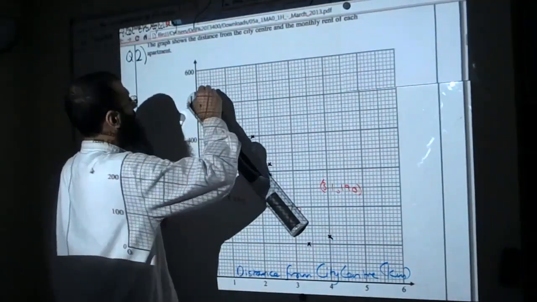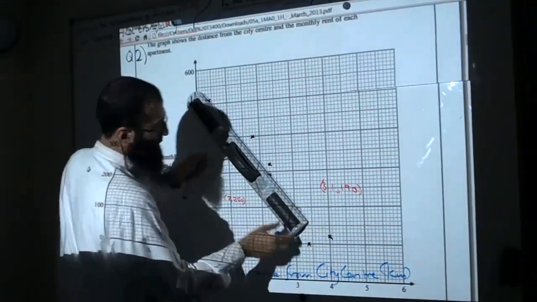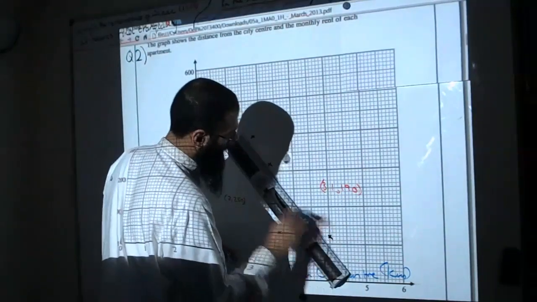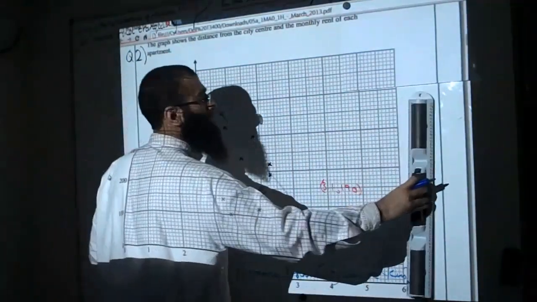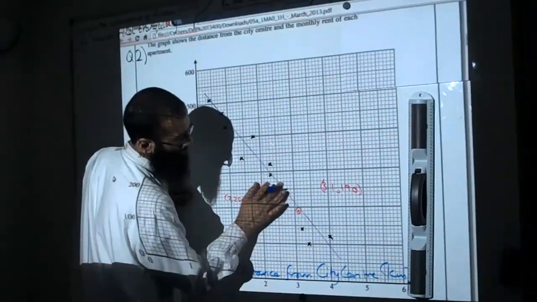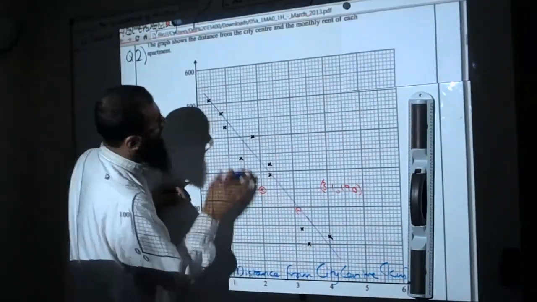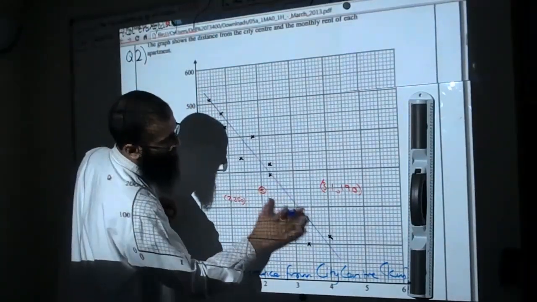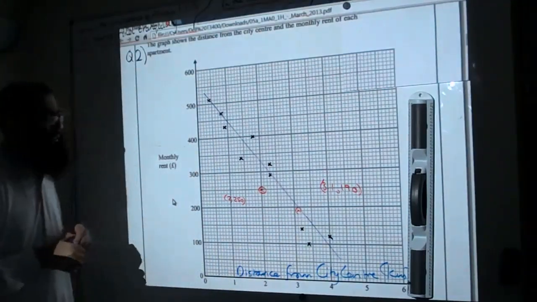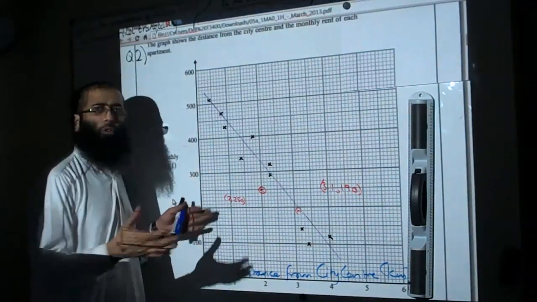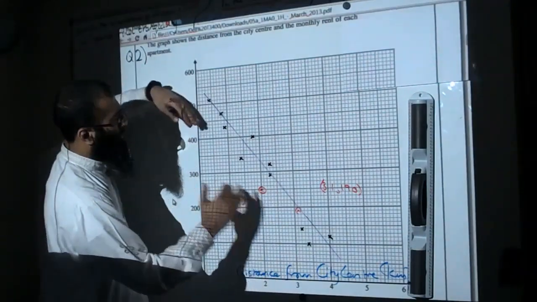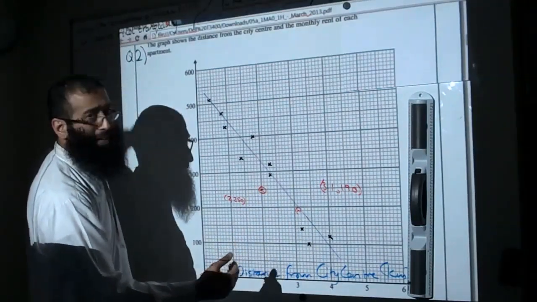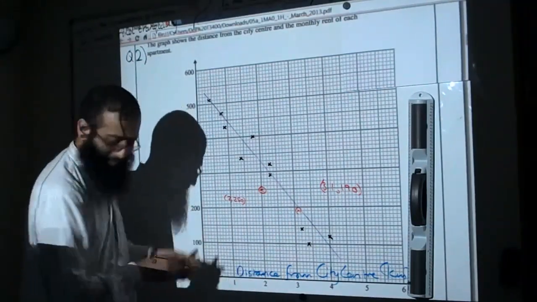Okay, let's have a look at this line here. So that's my line. Okay, this is the line that I've got at the moment. When you use your clear see-through ruler, you need to position it so you can try to go through as many points as possible, and as many above and as many below as you can. So it's like an average line going through the data.